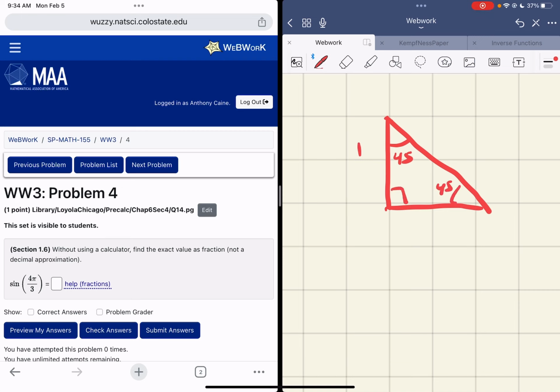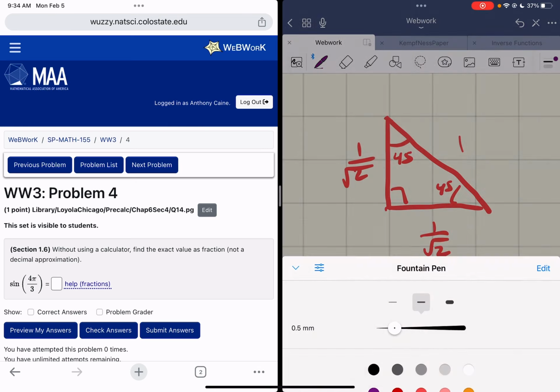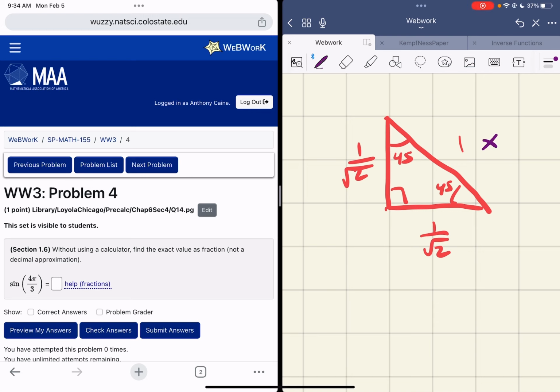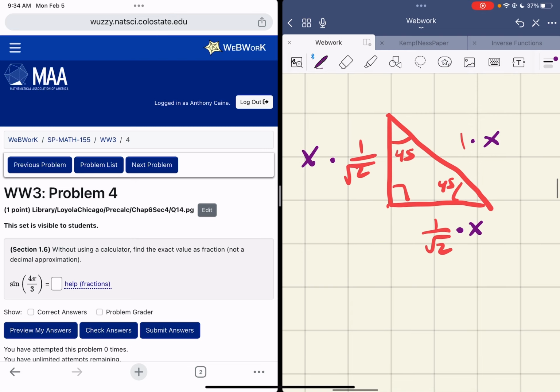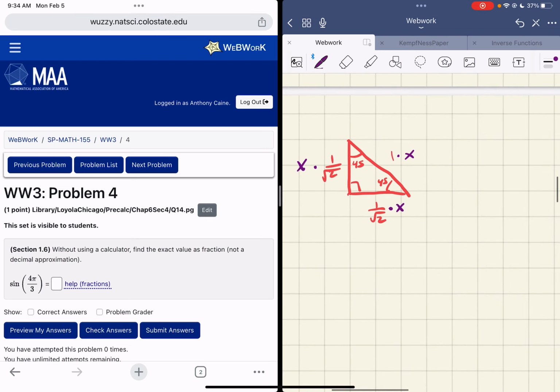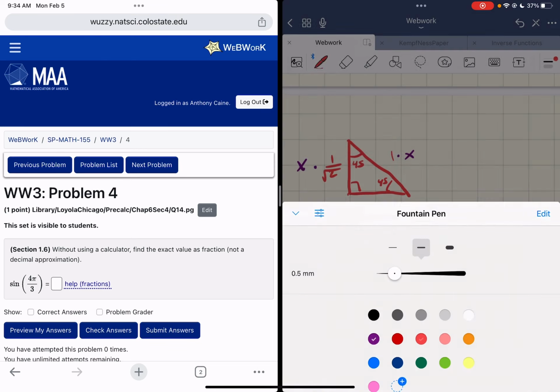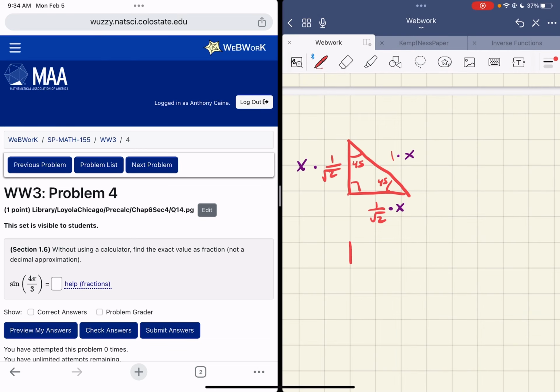Okay, this triangle has ratios 1 over root 2, 1 over root 2, and 1, and these ratios scale. So if instead of this being the number 1, this was the number x, then this would be 1 over root 2 times x, and 1 over root 2 times x. Similarly, this is 1 times x, okay? So that's one of the famous triangles. The other famous triangle is a 30, 60, 90, which looks like this.